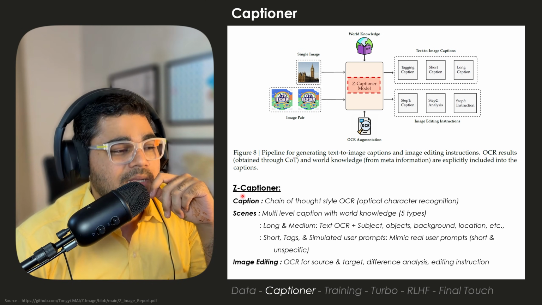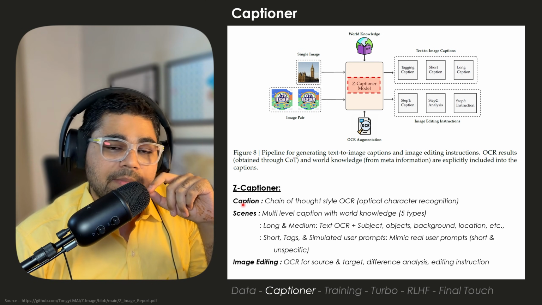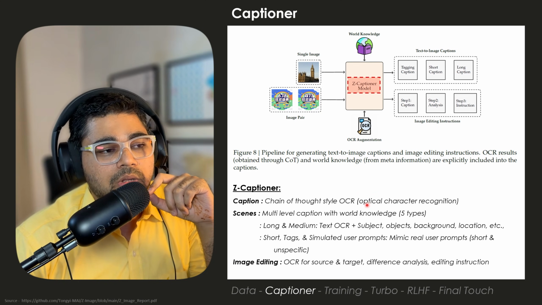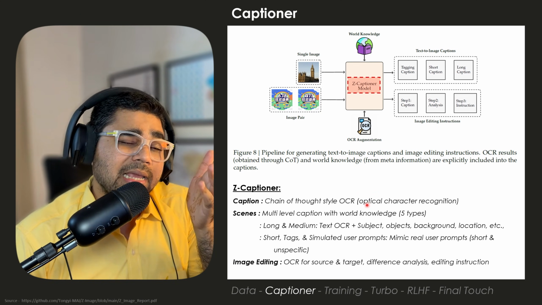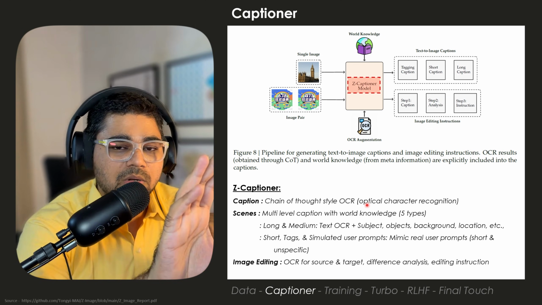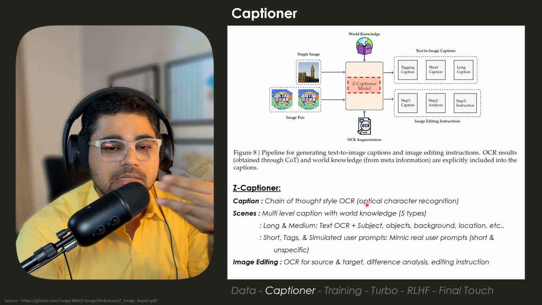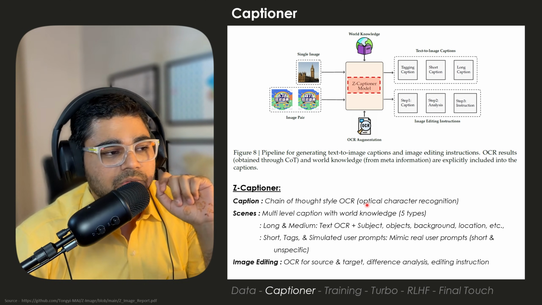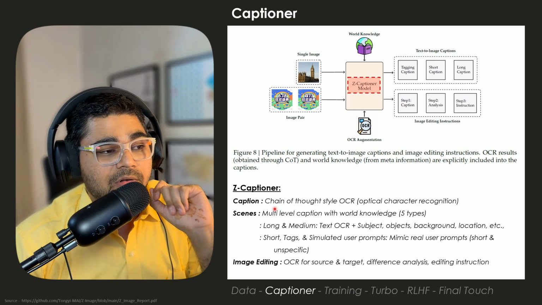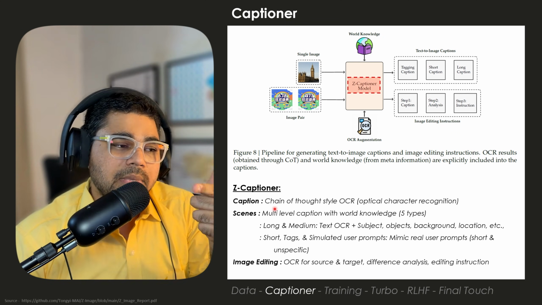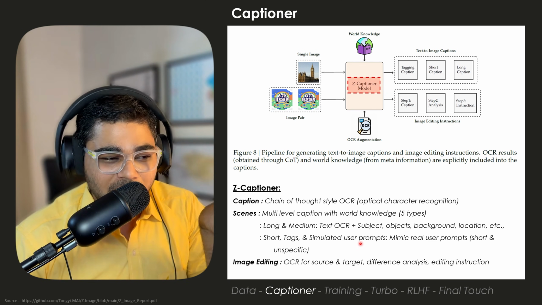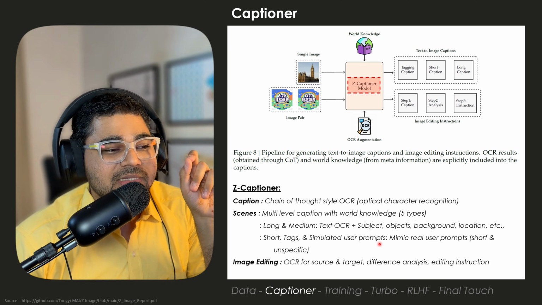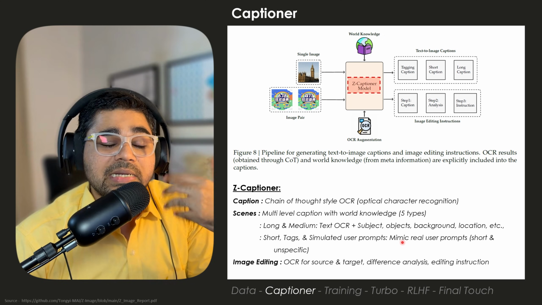Of course, it's obvious. The first step is going to be captioning all of these images based on OCR, which is optical character recognition, which is basically like an engine that understands, okay, this is mountain, this is lake, this is human, this is microphone, and so on and so forth. Okay. After that, they're going to add 5 levels of captioning to it, which is long, medium, short, tags, and simulated user prompt.